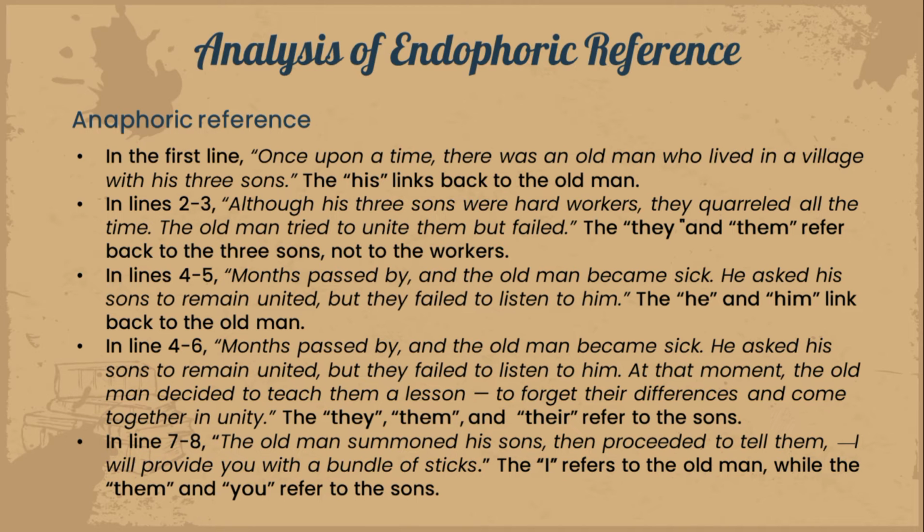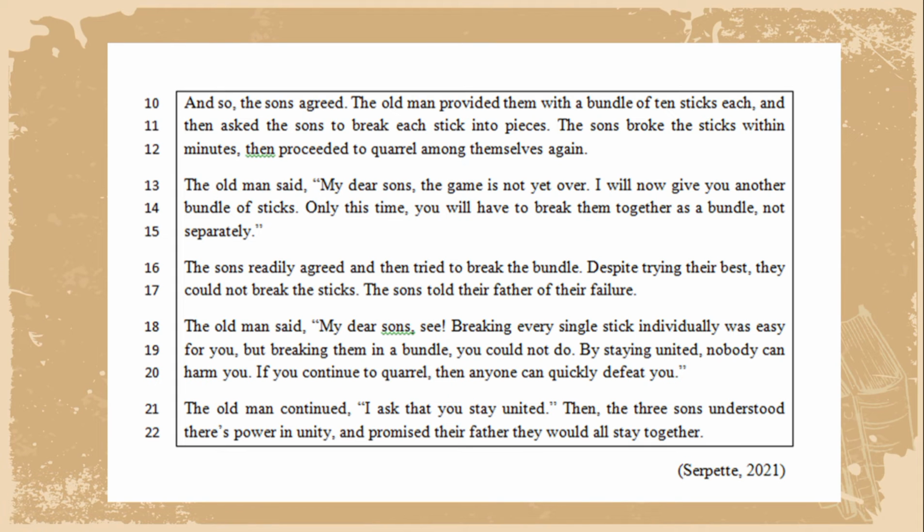And the last, in line 7 until 8, the old man summoned his sons, then proceeded to tell them, "I will provide you with a bundle of sticks." Here, the pronoun I refers to the old man, while the pronoun them and you refer to the sons. The next is substitution. The example is also taken from the short story, and the title is "The Bundle of Sticks." We can find some example of substitution here.